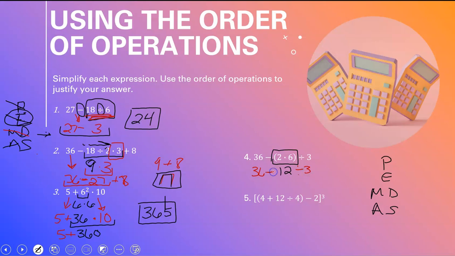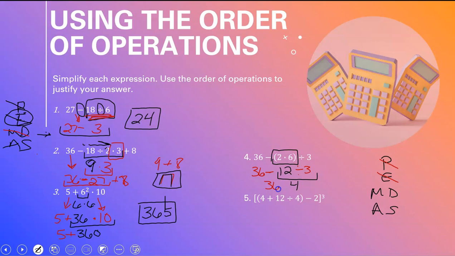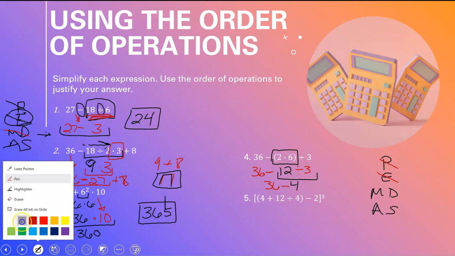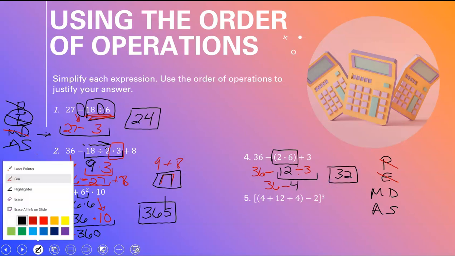See some subtraction and some division. So no exponents. Parentheses are gone. Let's do that division. 12 divided by 3 is 4. Keep going. 36 minus 4. We get 32.